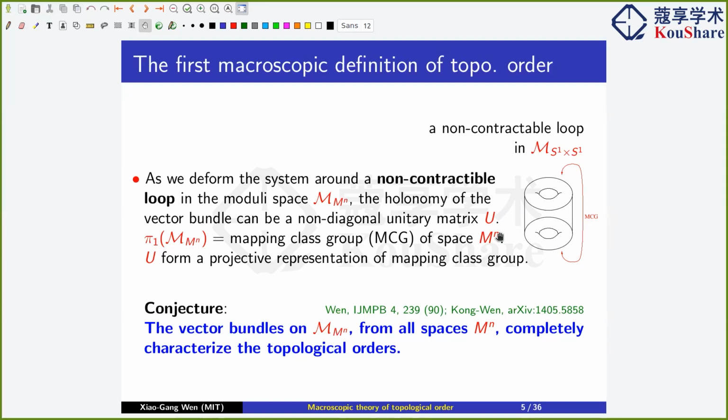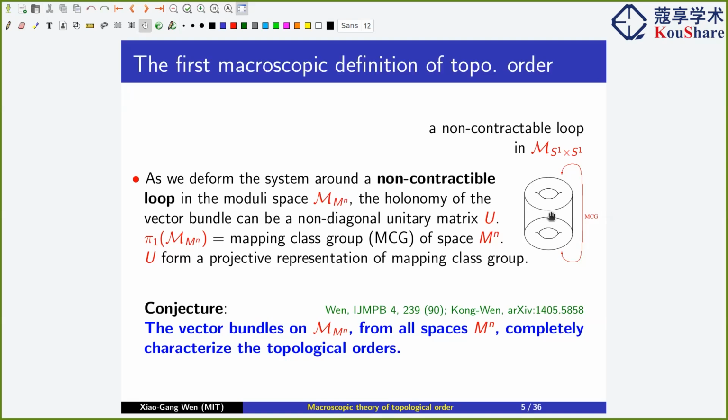Yes. Why doesn't the Floquet argument work when you have a non-contractible loop? Okay. Yeah, that's a very good question. So actually, the Floquet argument also works here. But if you go through a non-contractible loop, you will split the degeneracy.